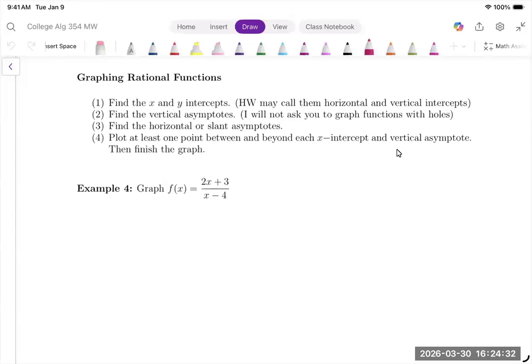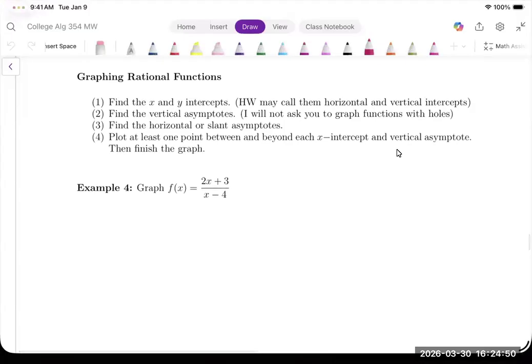Find the vertical asymptotes. We won't do holes in this class, but just remember that they exist. Find horizontal or slant asymptotes, and then plot at least one point between and beyond each x-intercept and vertical asymptote. Then basically finish your graph by just connecting the dots.